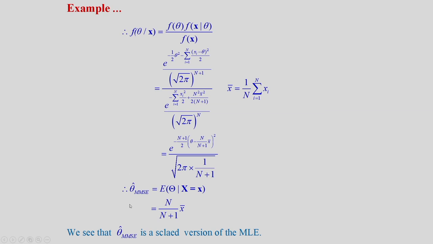Therefore, this conditional mean or theta hat MMSE will be equal to E of theta given x is equal to small x vector, and that will come out to be n divided by n plus 1 into x bar, where x bar is the sample mean. This is the expression for sample mean. We see that theta hat MMSE is a scaled version of the MLE. So, with the prior information about theta, we are able to find out theta hat MMSE given by this, n divided by n plus 1 into x bar, where x bar is the sample mean. And we hope it to do better than MLE.